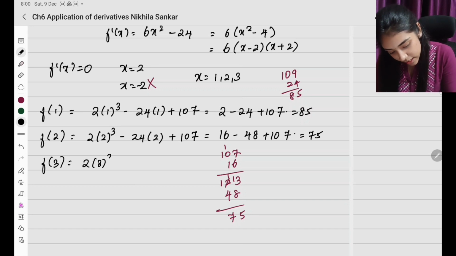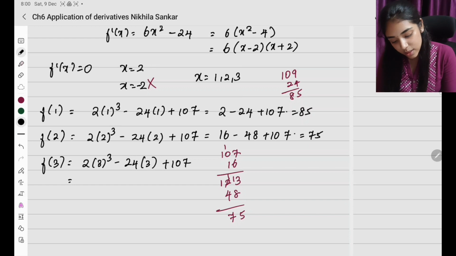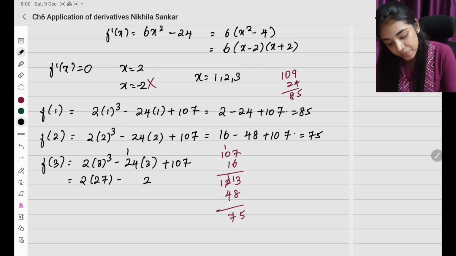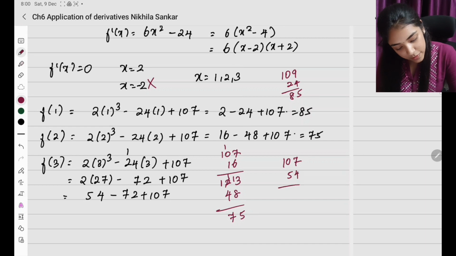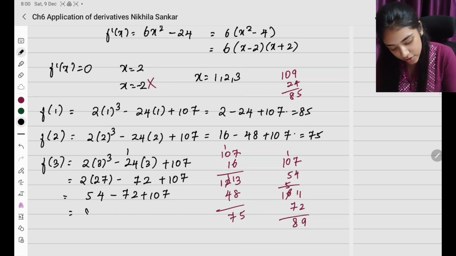Now f of 3. 2 times 3 cube minus 24 times 3 plus 107. So when I solve this, I have 3 3s are 9, 9 3s are 27. So 2 times 27 minus 24 into 3, 4 3s are 12, 1 3 2s are 6, 72, plus 107. This is going to be 7 2s are 14, 54 minus 72 plus 107. So when I find these values, add 107 plus 54, 161, 161 minus 72. So this is going to be 89.